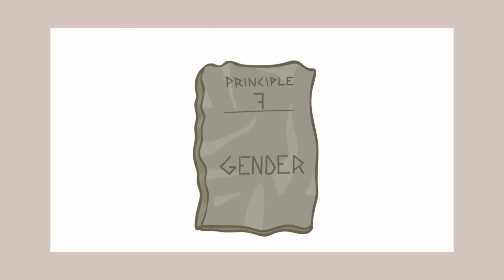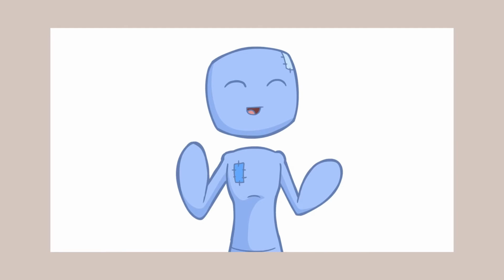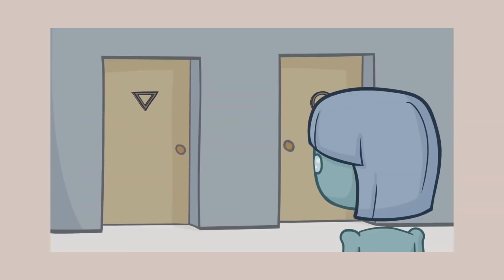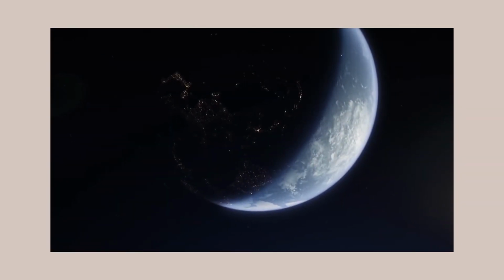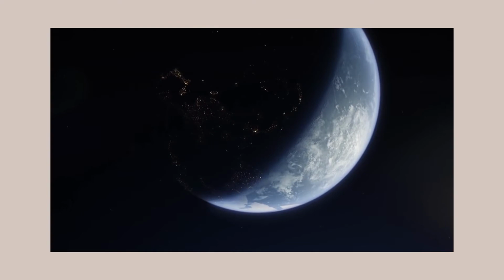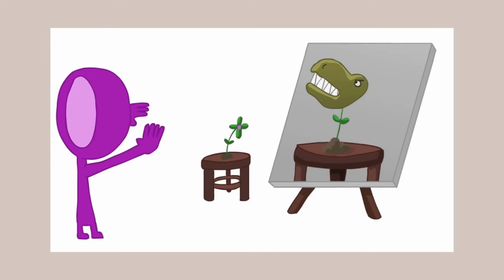Principle 7. Gender. This principle explains how gender is manifested in everything, but this doesn't necessarily relate to sexual gender or how you identify yourself. It's more about the masculine and feminine energies that lead to creation and procreation in the universe. And if you haven't seen our episode on masculine and feminine energies in general, you can always check that video out right after this one.